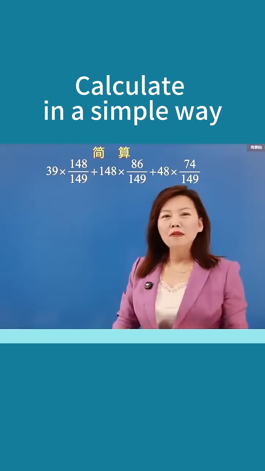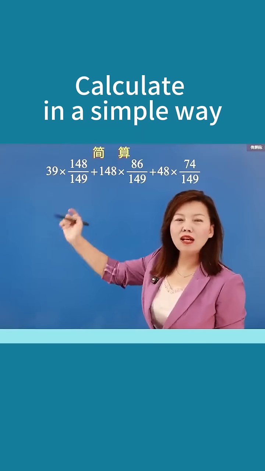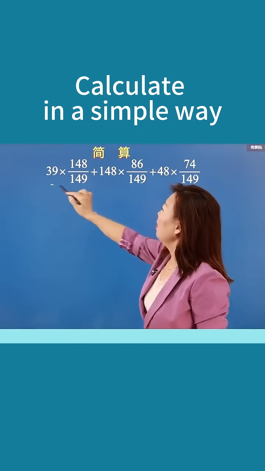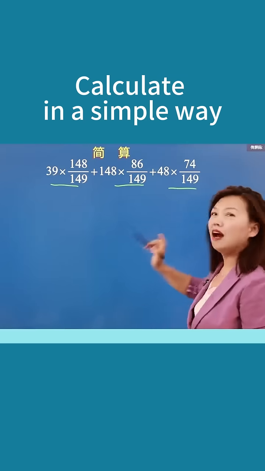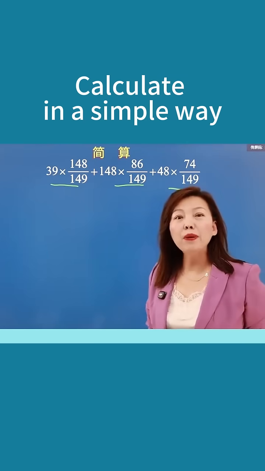When you get a problem involving simplified calculation, don't panic, don't rush. First, observe it and determine our approach based on its structure. Look here, how many terms are there? 1, 2, 3 terms, and they are all added together. Doesn't it seem like they want us to use the distributive property of multiplication?